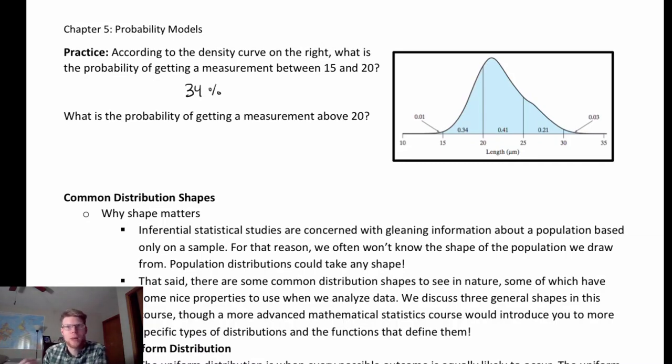I could also say 0.34. That's fine, as long as I don't say 0.34%. That would not be the same, but 34% or 0.34, either of those would correctly describe that probability.